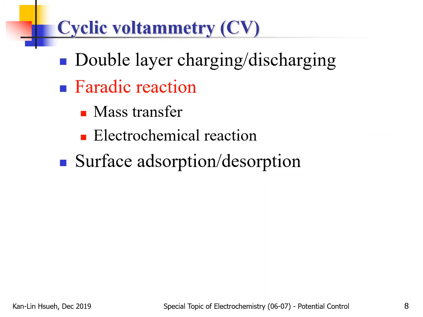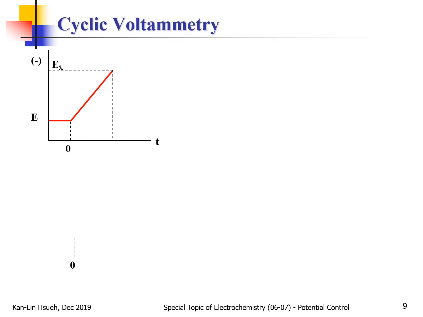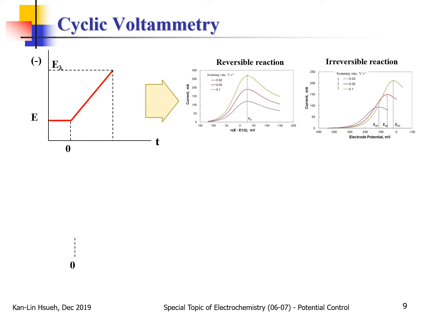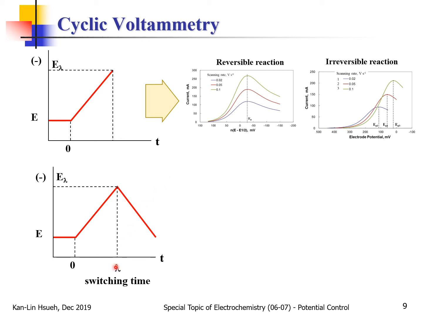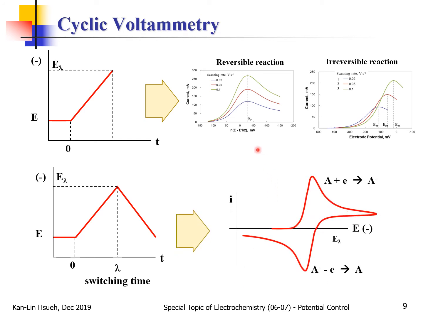The next is the Faradaic reaction, where the mass transfer and electrochemical reaction come into play. The double layer charging and discharge still exists, but it is minimized, very small, and not significant. We scan the potential from one location to E lambda, and we end with what we saw in the linear scan voltammetry. Then at lambda we scan back, and we end up with this kind of behavior. So it's like a copy of the forward scan, but in reverse.